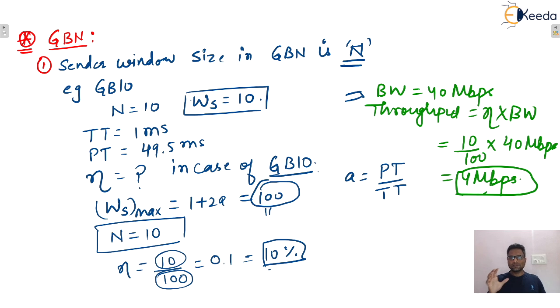So the N value in GBN is the sender's window size. If it is given to you as GB10, that means the sender window size is 10 only. In this manner, you can easily calculate the efficiency and all. That was the first point about GBN.